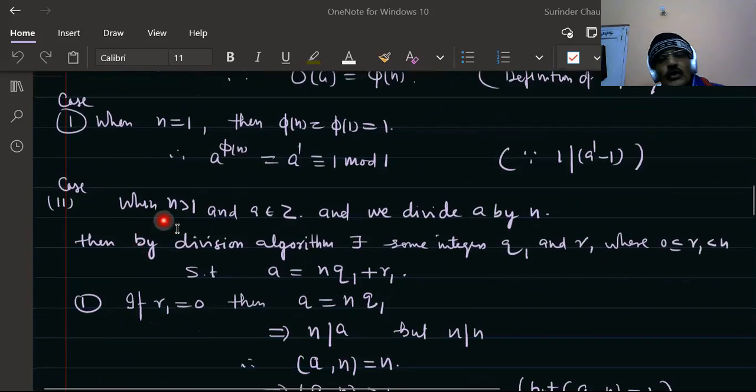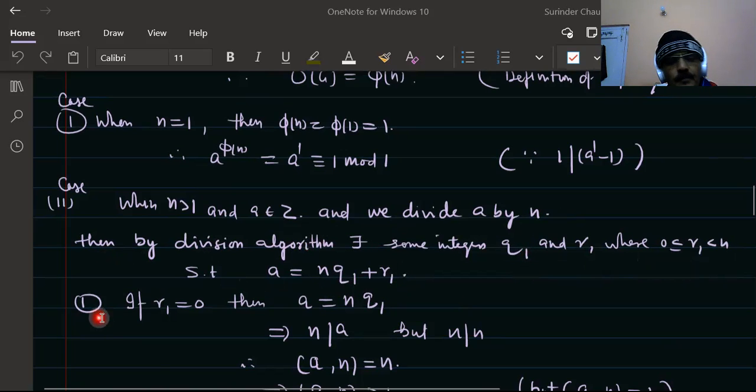Now, the second case is when N is greater than 1, and a is an integer, positive or negative. If we divide a by N, then by the division algorithm there exist a quotient and remainder, q1 and r1, where the remainder is less than N and greater than or equal to 0, such that a is equal to N q1 plus r1.